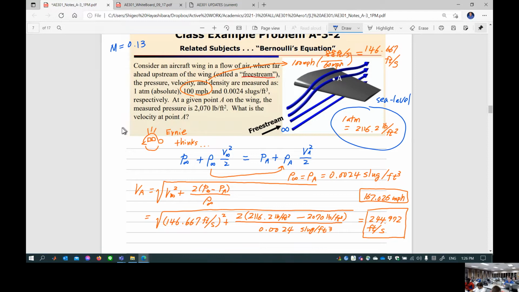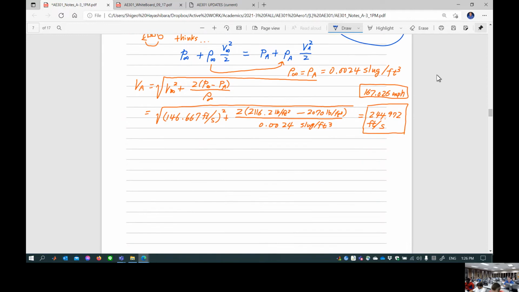Okay. So how can you tell this location is still less than 0.3? That's another question. You have to double check after you did this. So this is 167.026 miles per hour. If this is standard sea level divided by 760, what's the Mach number then? 0.22. Phew, you're okay. Suppose this is 0.301, you go like, wait a second, right?